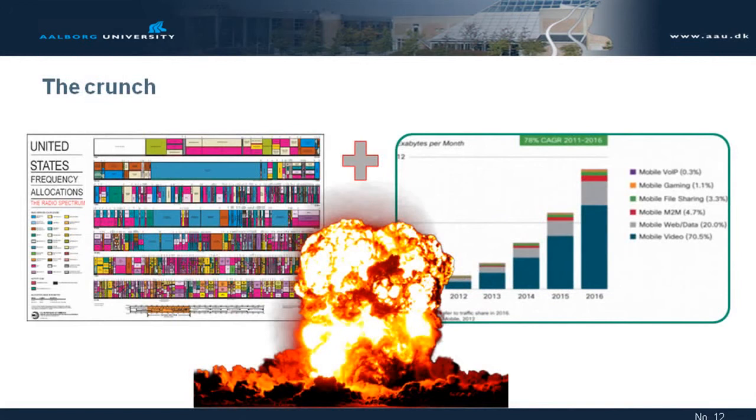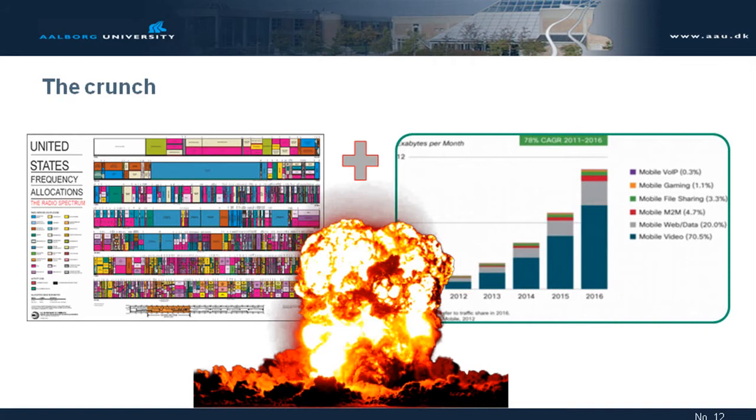Another reason. Once we have the applications that are pushing us to have more and more complex, sophisticated and intelligent devices, we have another little problem. And the problem is that if you look at your left side here, this is the radio allocation table for the US. That's a very, very famous picture in the cognitive radio world.